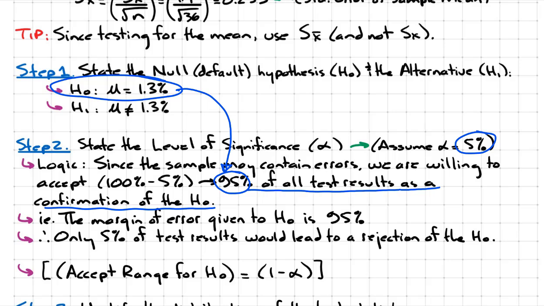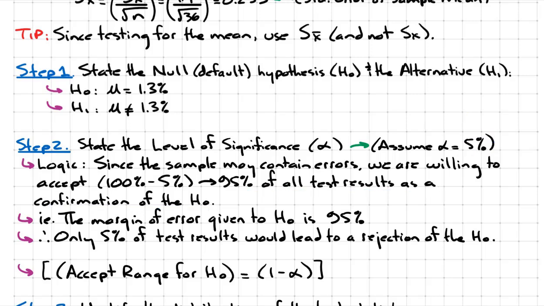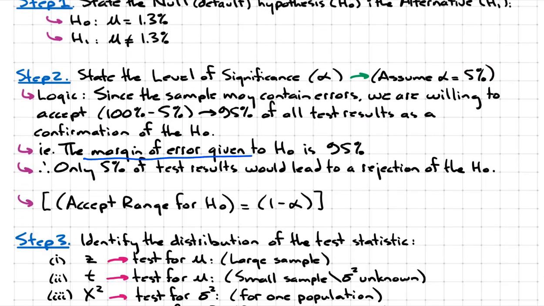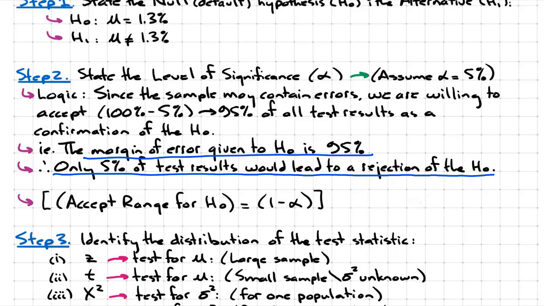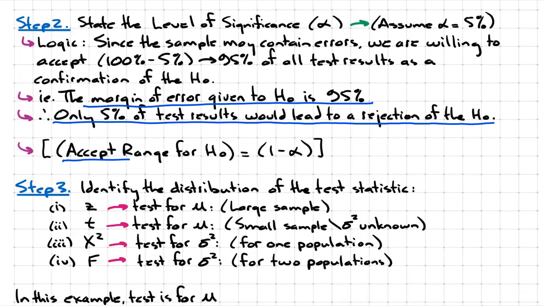So if the test results come in that 5% range, then even after we gave the null a margin of error of 95%, we would still reject it, because the sample fell outside of the 95% range and ended up in that other 5%. And of course, I'll show you as we progress. So there it is. The margin of error given to the null is 95%. Therefore, only 5% of the test results would lead to rejection of the null. So the acceptance range for the null is 1 minus the level of significance.